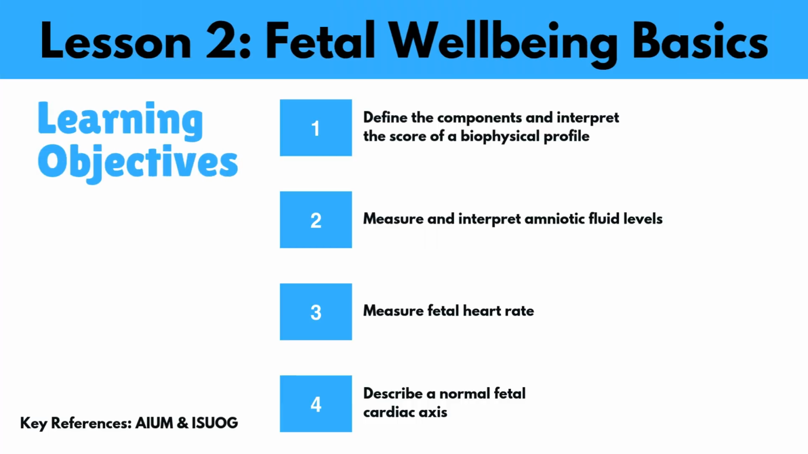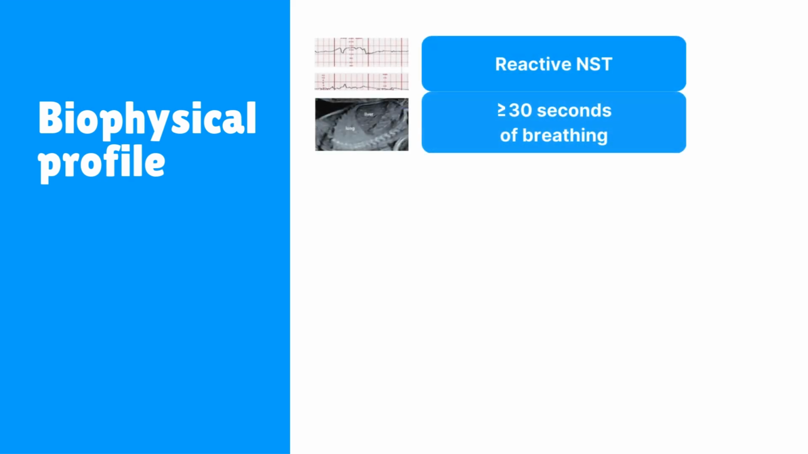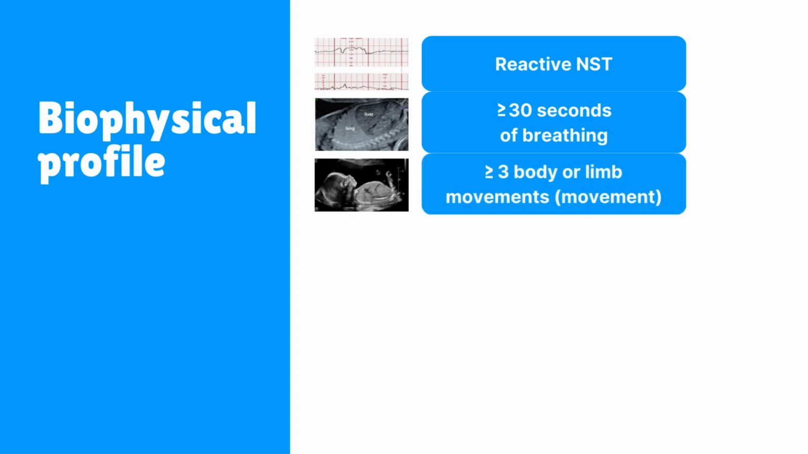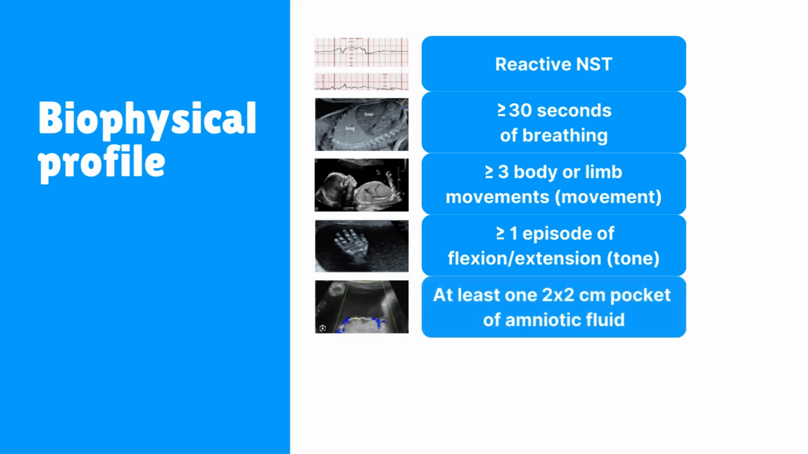The biophysical profile, or BPP, consists of a non-stress test and 4 observations made by real-time ultrasound, all within 30 minutes. The 5 components of a BPP are the fetal heart rate tracing, or non-stress test, at least 1 episode of fetal breathing, at least 3 body movements, at least 1 flexion or extension like opening and closing of a hand or a kick, and amniotic fluid level assessment.